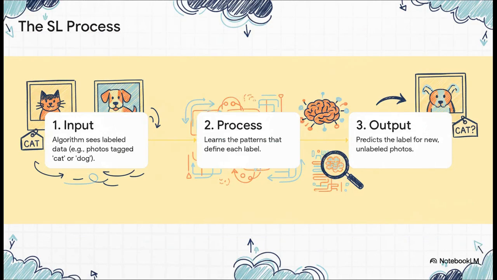So the whole process is pretty simple when you break it down. First, the algorithm just takes in tons of that labeled data. Second, it crunches all of it to find the connections, the hidden patterns. And finally, when you show it a brand new picture, it makes an educated guess based on everything it learned. Yep, based on what I've seen, that's a dog.